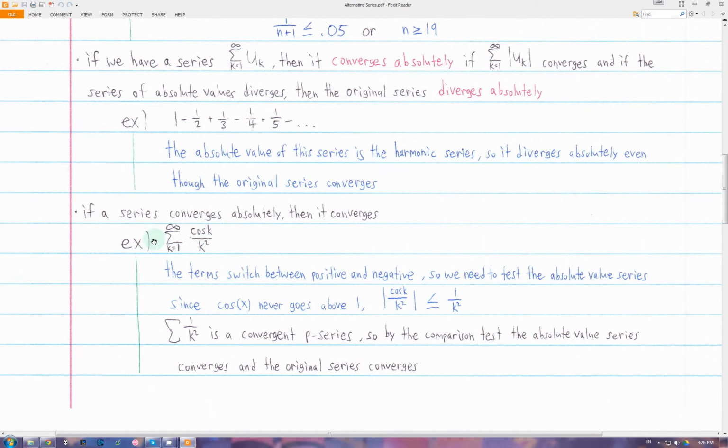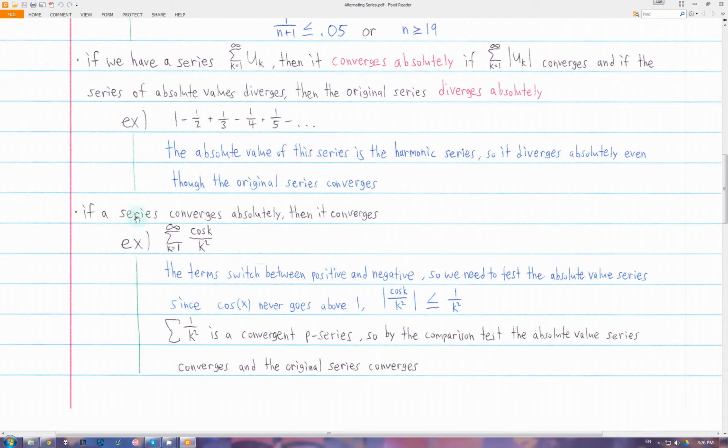Here we have a series that alternates between positive and negative, but it's actually not an alternating series. First of all, we don't have the negative 1 to the k power. And second, if you actually test integer values of k, you'll find that it doesn't switch from positive to negative every time. It'll go positive, negative, negative, and so on.